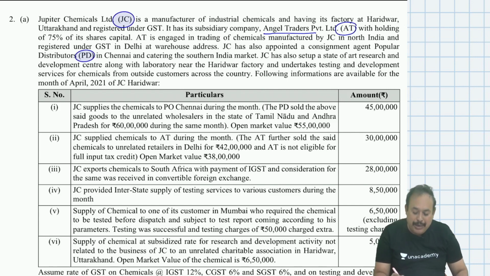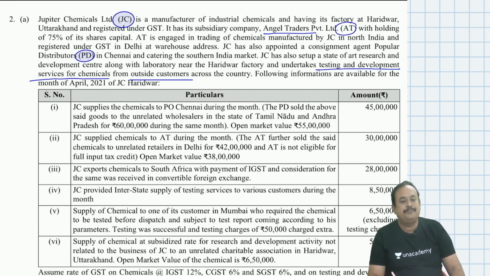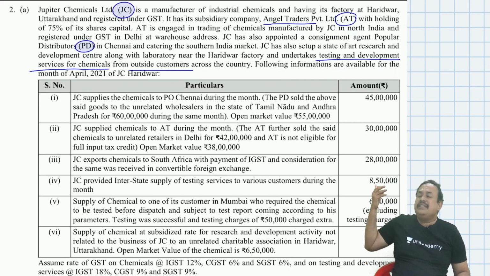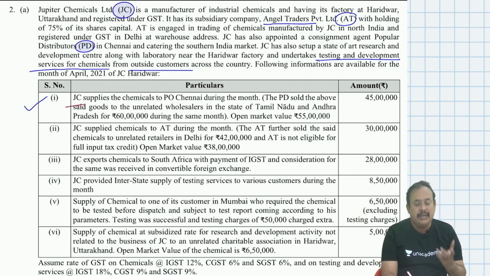And they too have separate research and development unit, testing unit for testing the chemicals to outside customers who are non-related parties. Got the clarity, my dear friends? So, with this information, look the point number 1, which says that JC head office Jupiter Chemicals supplies the chemical to PD Chennai during the month. PD means popular distributor, namely agent.